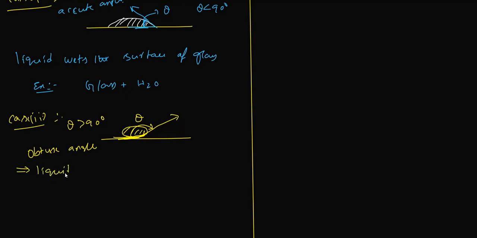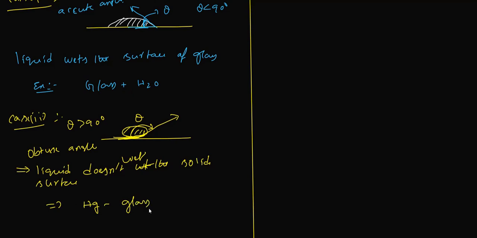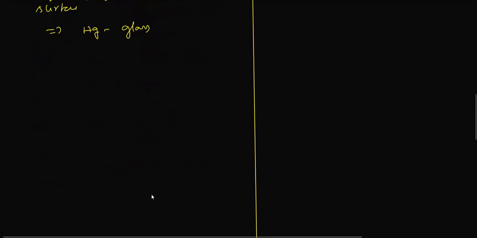The liquid doesn't wet the solid surface. For example, it might be experienced in the chemistry laboratory: mercury and glass. Mercury will not wet the glass surface. Next, another case, case 3.